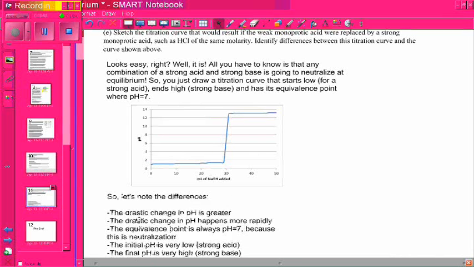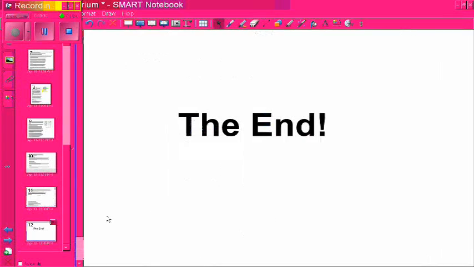So let's note these differences. The drastic change in pH is greater. It goes from very low to very high. The drastic change in pH happens very rapidly. The equivalence point is always pH equals 7 because this is neutralization. The initial pH is very low and the final pH is very high. And there we are.